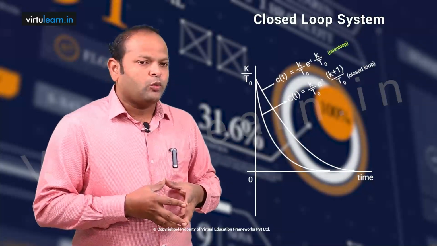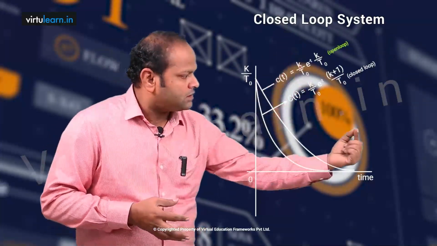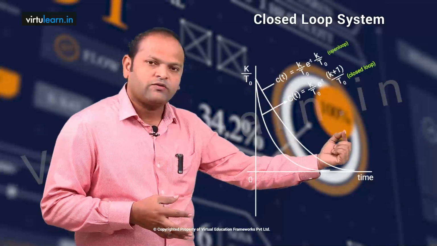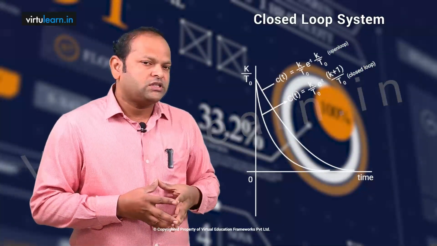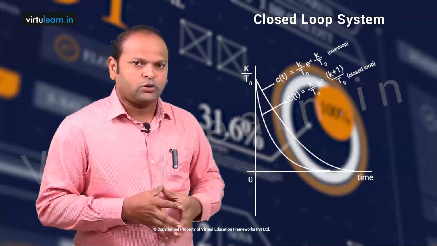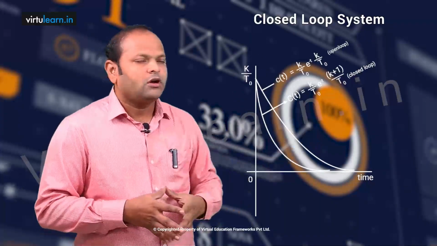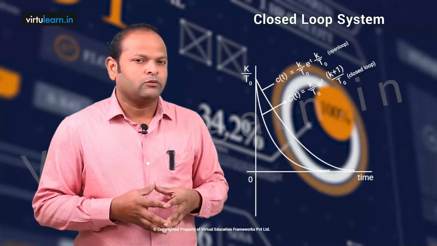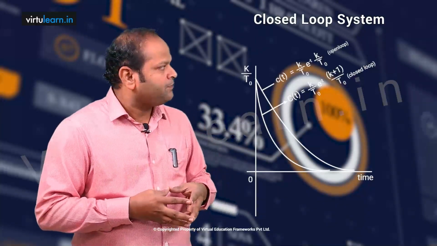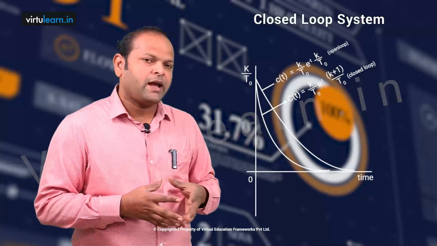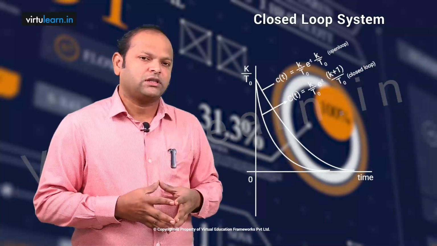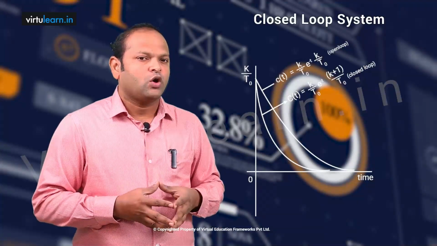Now, open loop we have like this and closed loop we have like this, which means my open loop system is slowly going to 0, whereas my closed loop system is taking very less time to reach the steady state value. What I can say from these two graphs is that the closed loop system, which is a feedback system, is always faster than the non-feedback system, that is the open loop system.